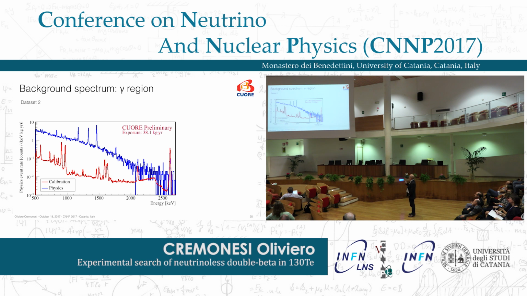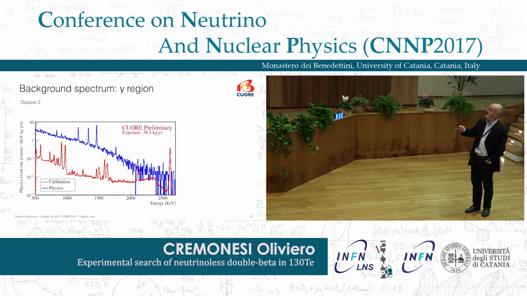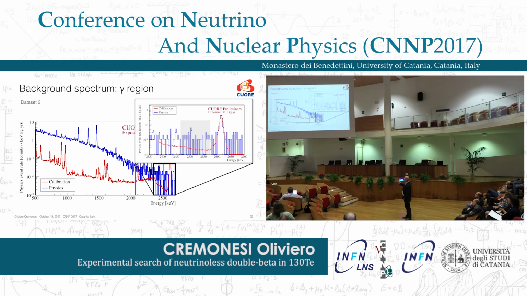Concerning the background spectrum in the gamma region, also this was already shown. I decided to show just a comparison with the calibration, which is normalized on the thallium line, just to show what is the expected contribution from this line in the ROI. So this is a detail of the ROI, and you see that about 20% is coming still from the thorium series.